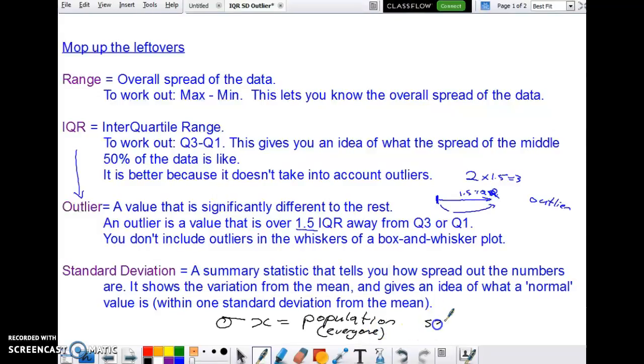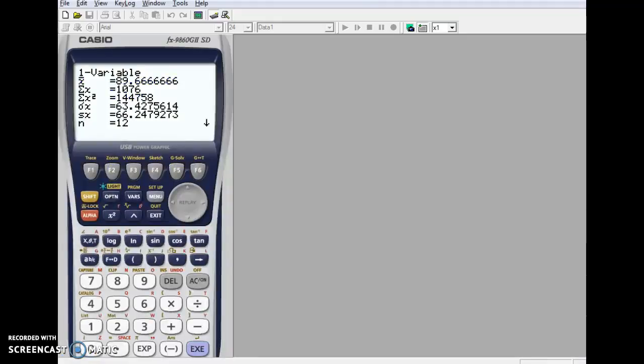If you're working out a sample, say in this class I only surveyed 10 people, and I got their scores and I worked out standard deviation, they need to do a different one, which looks like this, Sx, which stands for a sample. So if you're not taking everyone into account, you're just working out a sample.